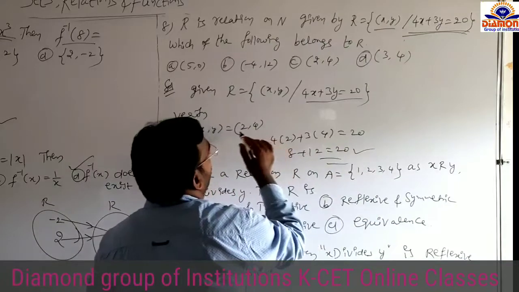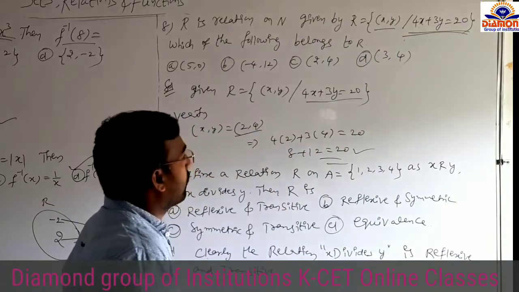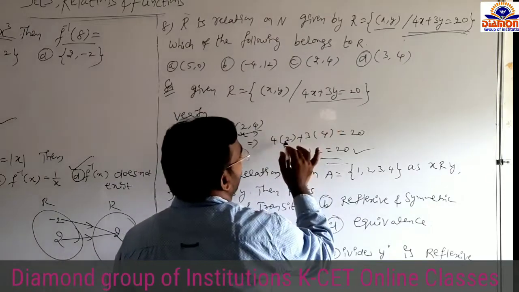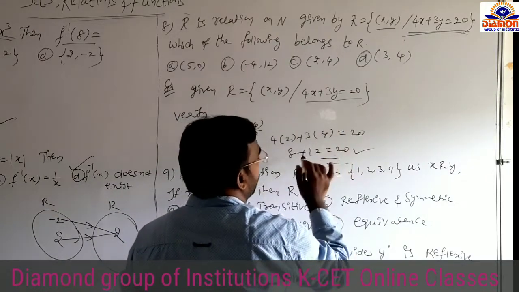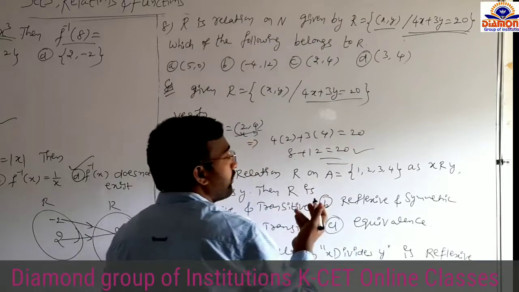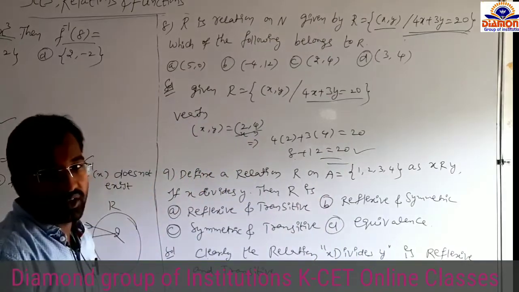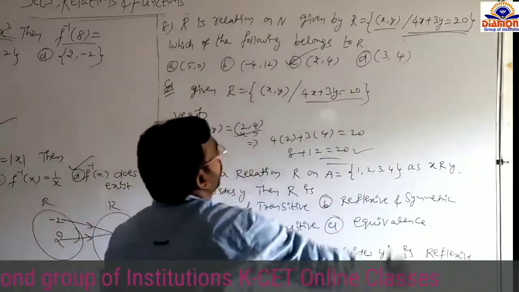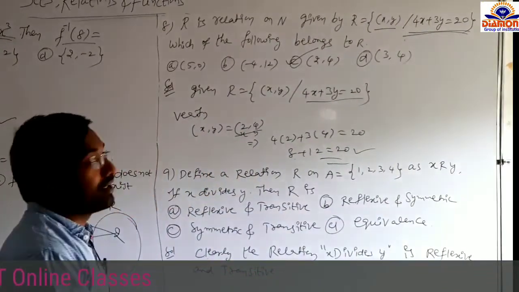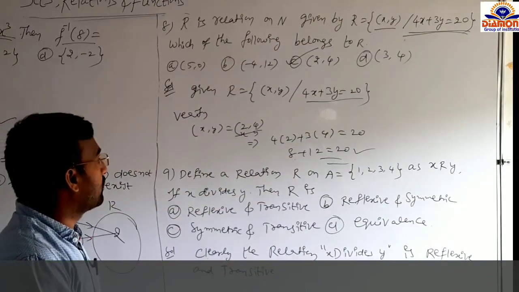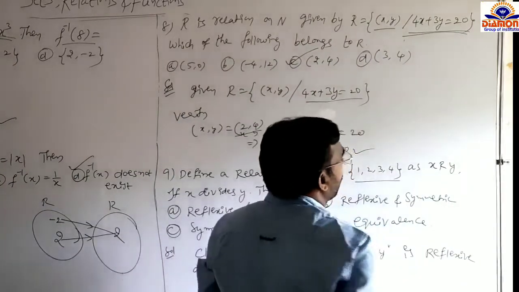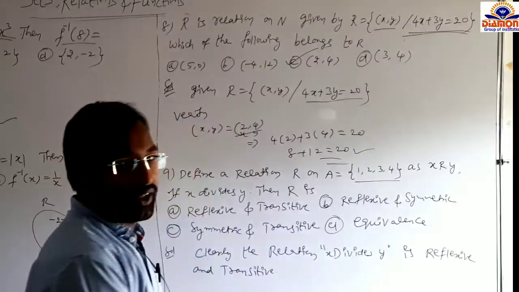So if you take 2 comma 4, x value is 2, y value is 4. Substitute in this relation, what do you get? 4 into 2 plus 3 into 4 equal to 20. So 8 plus 12 equal to 20. 20 equal to 20, LHS equal to RHS, satisfied. So that's why you can take x comma y values as 2 comma 4. So the option is C.